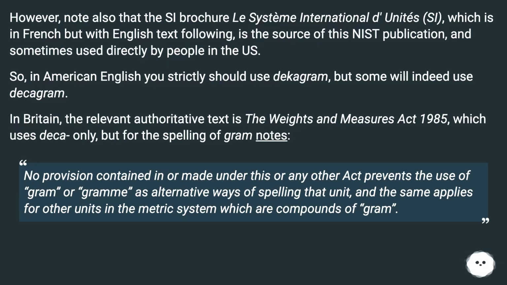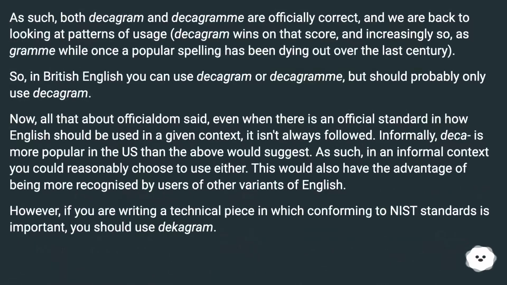In Britain, the relevant authoritative text is the Weights and Measures Act 1985, which uses deca only, but for the spelling of gram notes: no provision contained in or made under this or any other act prevents the use of gramme or gram as alternative ways of spelling that unit, and the same applies for other units in the metric system, which are compounds of a gram. As such, both decagram and dekagram are officially correct, and we are back to looking at patterns of usage. Decagram wins on that score, and increasingly so, as gramme, while once a popular spelling, has been dying out over the last century. So, in British English you can use decagram or decagramme, but should probably only use decagram.